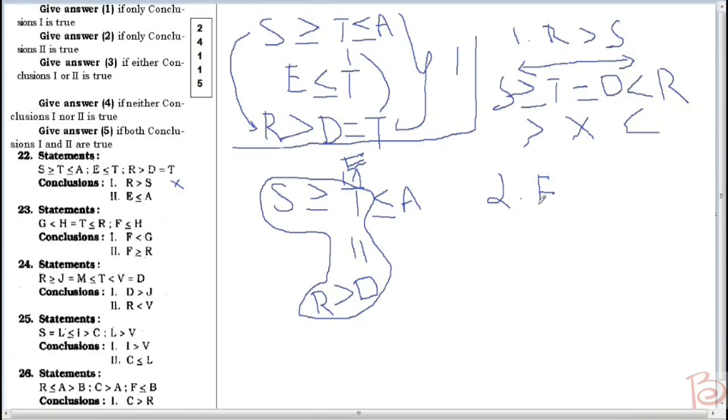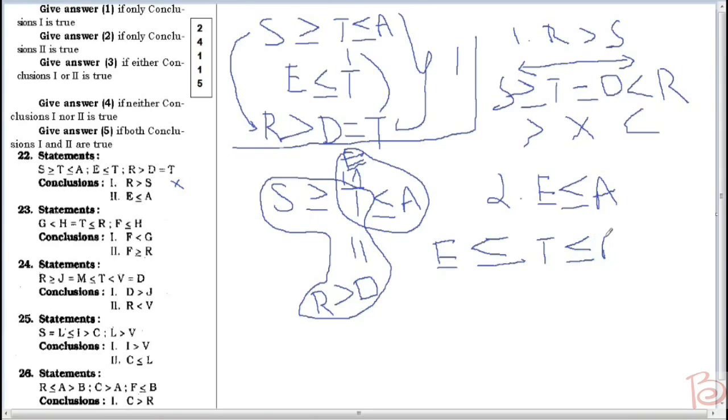Let's go for the second one, that is E less than or equal to A. So this is what we want, so I'm going to write it as E less than or equal to T, T less than or equal to A. From this statement we have to check whether the conclusion which they have given is right or wrong. With this statement we can say that the second conclusion is right, so the option will be the second option.